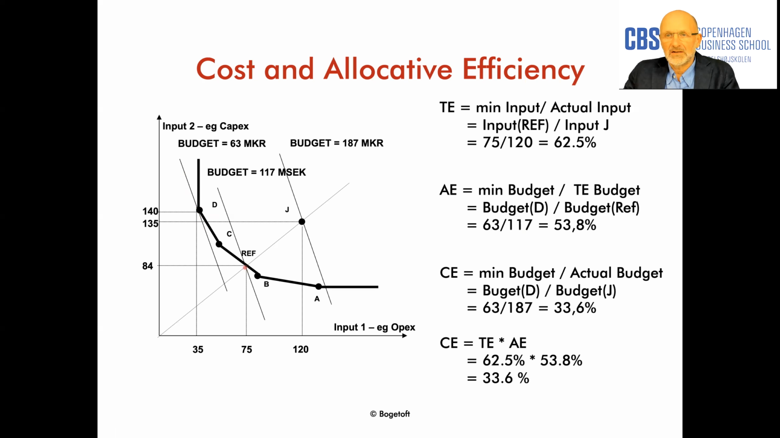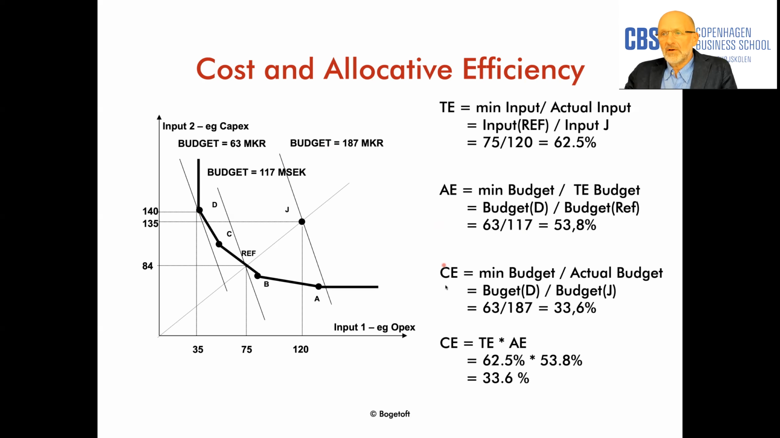You haven't allocated your inputs. You haven't allocated the budget probably between the two inputs. And the way that we measure allocative efficiency, that's like the minimal budget compared to the actual budget in the technically efficient point. So you could compare the budget here, like 63, to the budget here, 117. And that is normally what is called allocative efficiency. So it's the cost of the least cost point compared to the cost of the technically efficient point. Okay.